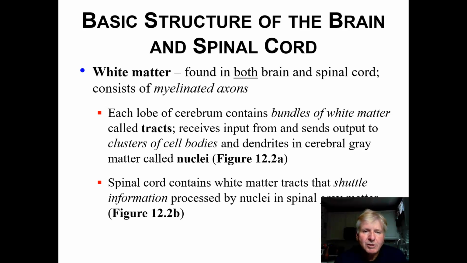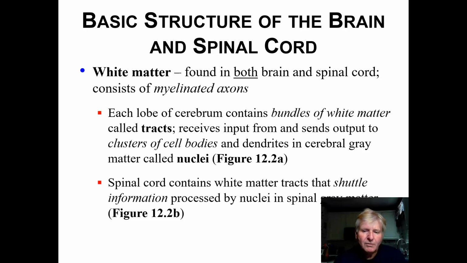There are two types of tissue in the central nervous system that we'll describe. One is called white matter, and of course it's found in both the brain and the spinal cord, and it's white because it consists of myelinated axons. Myelin gives a kind of yellowish, whitish color when you look at it grossly. So that's how they derive the term white matter.